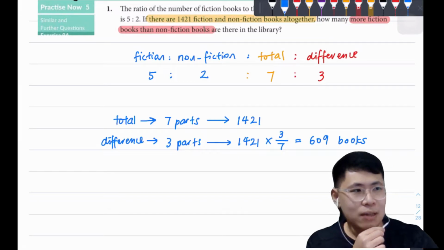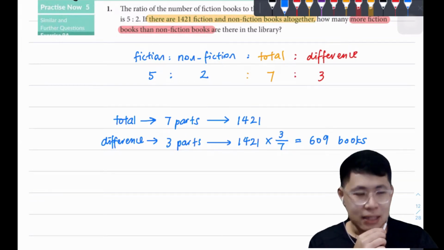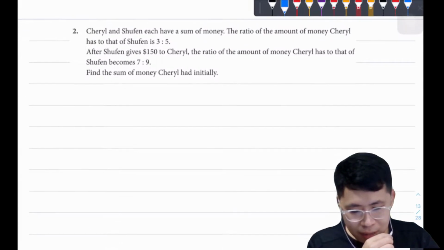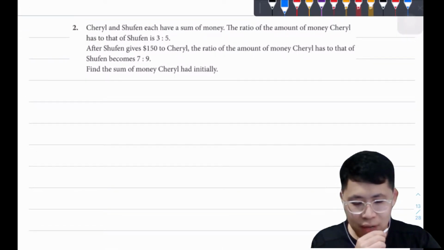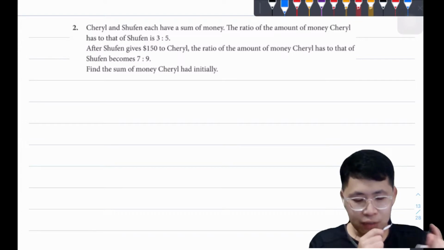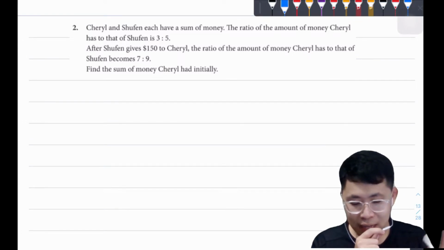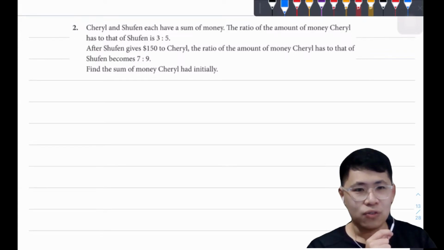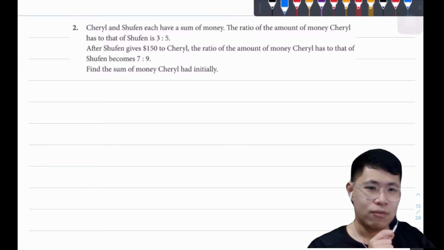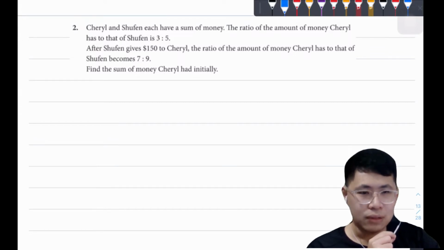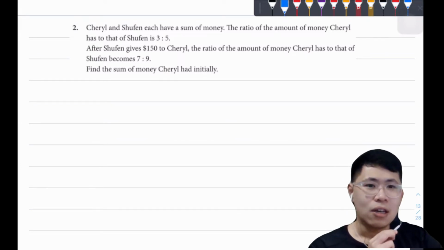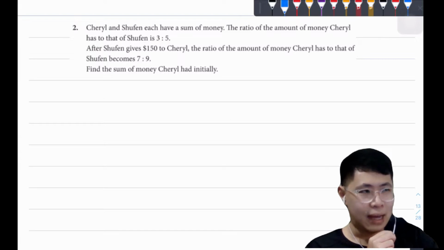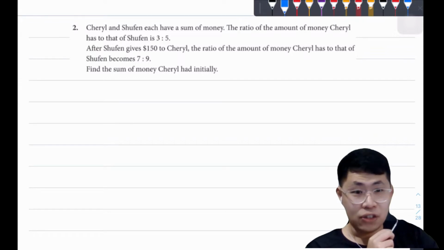Okay, now let's take a look at the second question, where we have Cheryl and Shufen each having a sum of money. The ratio of the amount of money Cheryl has to that of Shufen is 3 to 5. Then after Shufen gave $150 to Cheryl, the ratio of the amount of money Cheryl has to that of Shufen becomes 7 to 9. Find the sum of money that Cheryl had initially.